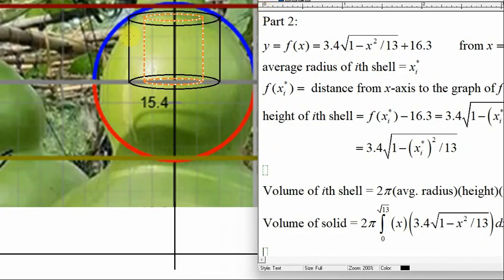So the volume for this part right here is 92.57, and therefore the volume for this lower half right here is also 92.572.